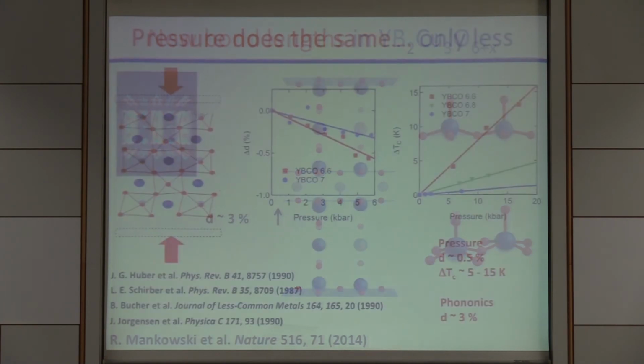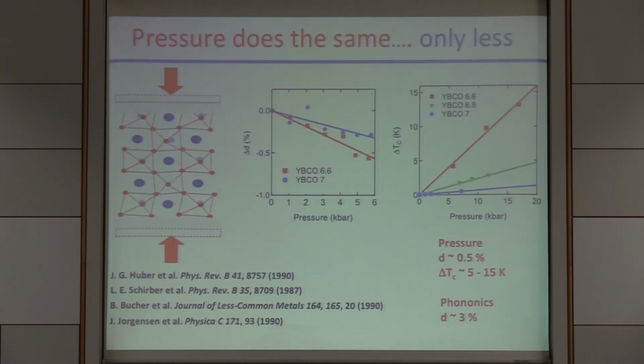And if you look at what people have done with pressure, people have, of course, taken YBCO 6.5, applied pressure and measured TC and the lattice structure. What they found is that in this particular material, you could have changes in TC as high as 15 Kelvin for changes of the apical oxygen of about 0.5%. And if you try to move the apical oxygen more than 0.5%, the crystal would crack. So in this case, we're moving the apical oxygen on average 6 times more than this. I'm not really sure I believe this, but one could say, why not?